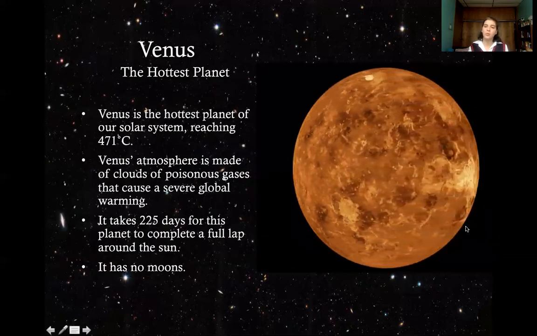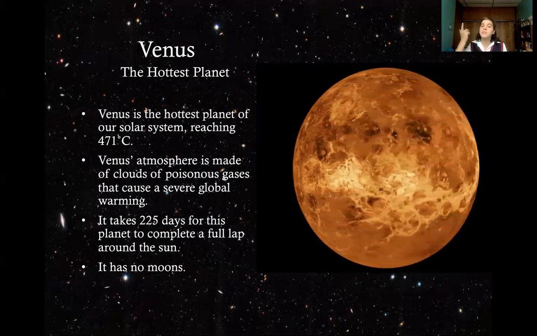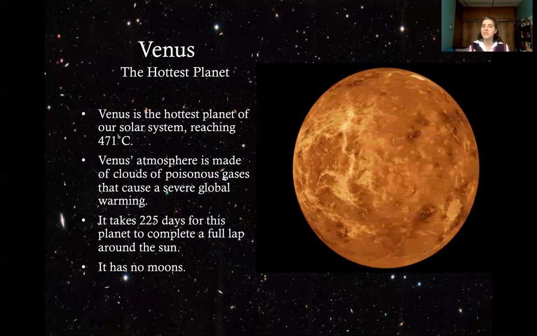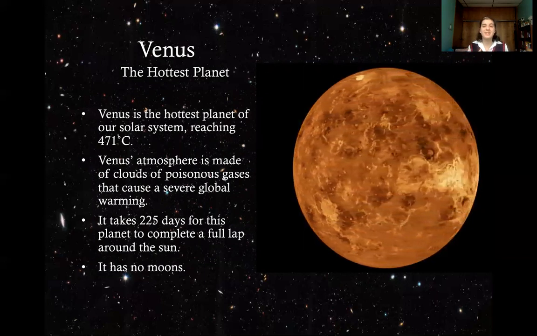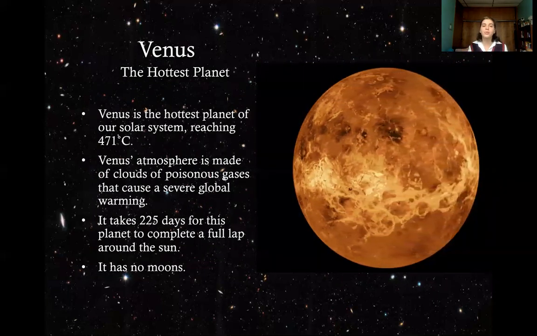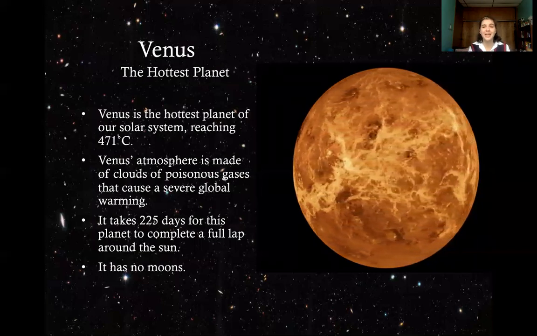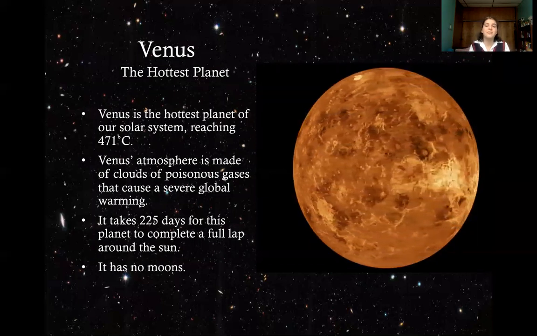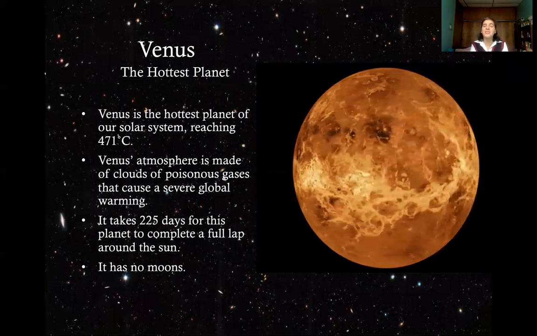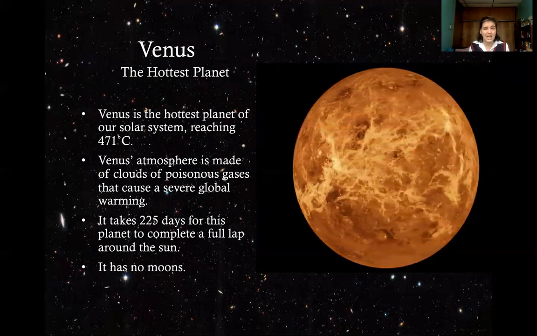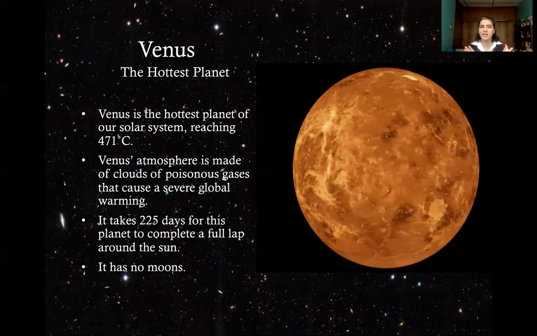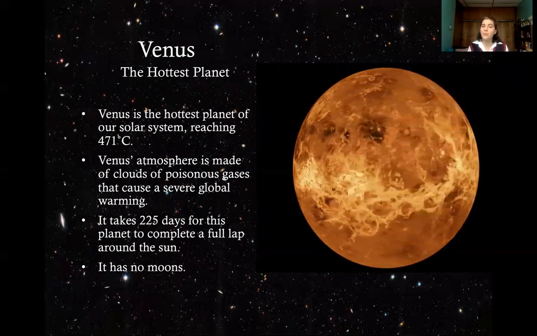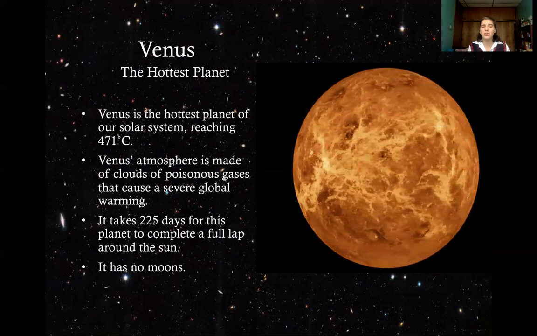Now Venus. We associate Venus with love because most of these planets are named after the gods of Roman mythology. Venus in this case was the goddess of love for Romans. It is the hottest planet. It's too hot for us to ever get to Venus. For example, Venus reaches a temperature of 471 degrees Celsius. That's way more than our body can sustain. Venus' atmosphere is made of clouds of poisonous gases that cause severe global warming.